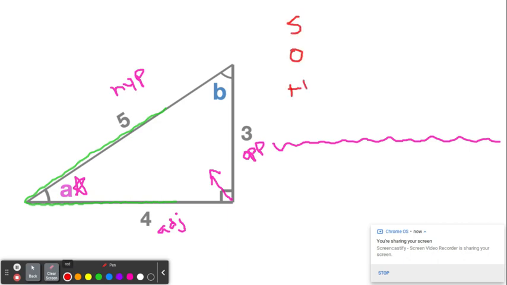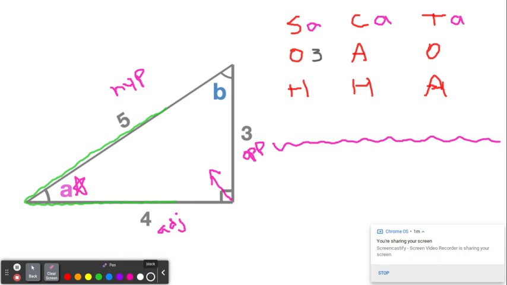SOHCAHTOA. I know that A was the angle that I chose to focus on, so A is going to go up here with these guys. And now I just go in and I label. And in this case, it's kind of a special case because we actually have all three of the sides. So the opposite side was 3, the adjacent side was 4, and the hypotenuse is 5.